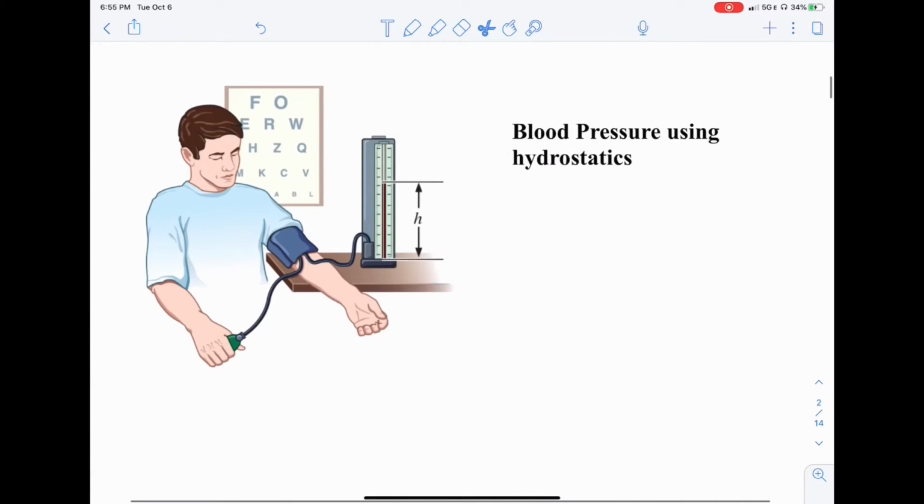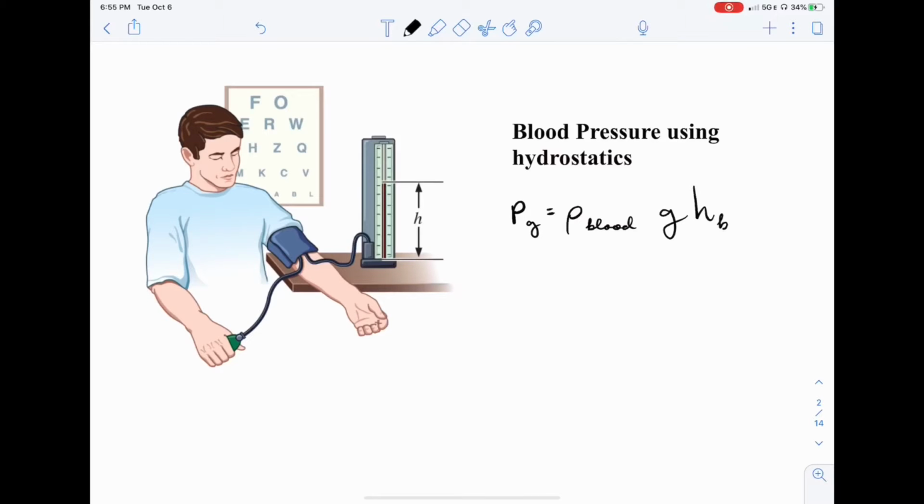We have already looked at blood pressure using hydrostatics, and this will be used briefly in problem 3 as well. And we know that P gauge, or the blood pressure, will equal the density of the blood times g times the height of the blood measured in the tube. This is important to remember later on, but we're also going to expand our look at blood pressure inside the vein.